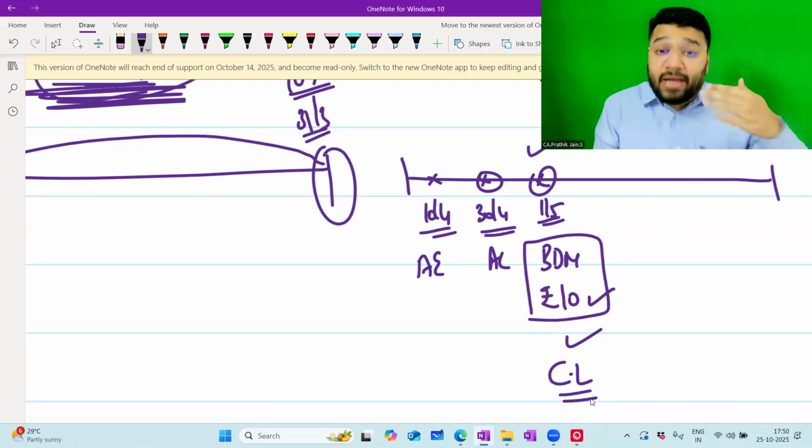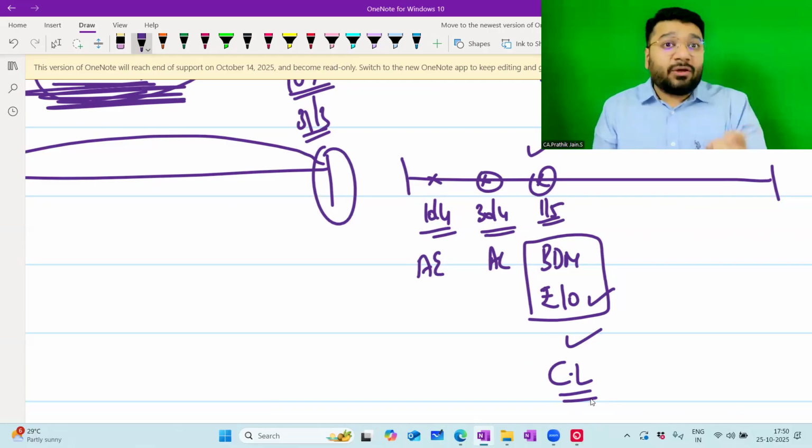Provision, when do you create it? When you're likely to pay the money. When you're likely to pay the money, then it is a provision. Here, there's only a recommendation.